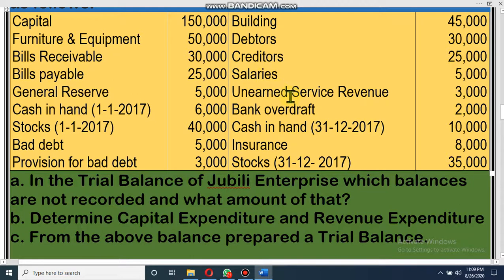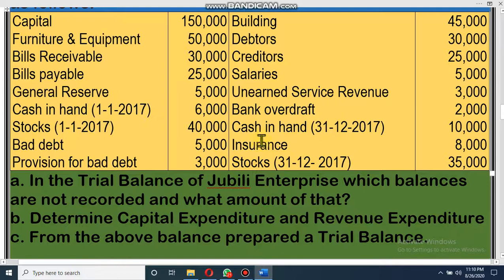Then unearned service revenue, no. Bank overdraft is a liability. Cash in hand is an asset. Insurance, yes, it is an expenditure. Every month or every year at a regular interval you have to pay an insurance premium, so that is also a revenue expenditure. And stocks, yes, they will also be included in revenue expenditure; it will be subtracted from opening stock.